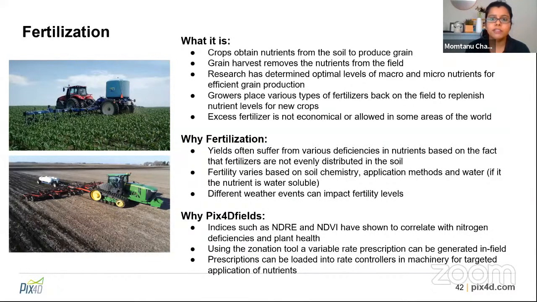So yields often suffer from various nutrient deficiencies because the fertilizers are not evenly distributed in the soil. So this also comes under soil sampling, as I was saying. The fertility varies based on soil chemistry, application methods, and water. And weather events can also impact fertility of soil. So again, why Pix4D fields? Indices such as NDRE, NDVI, and some other indices show correlation with nitrogen deficiencies and plant health. So using the zonation tool, you can use the zonation and prescription map as a variable rate application map for tractors.